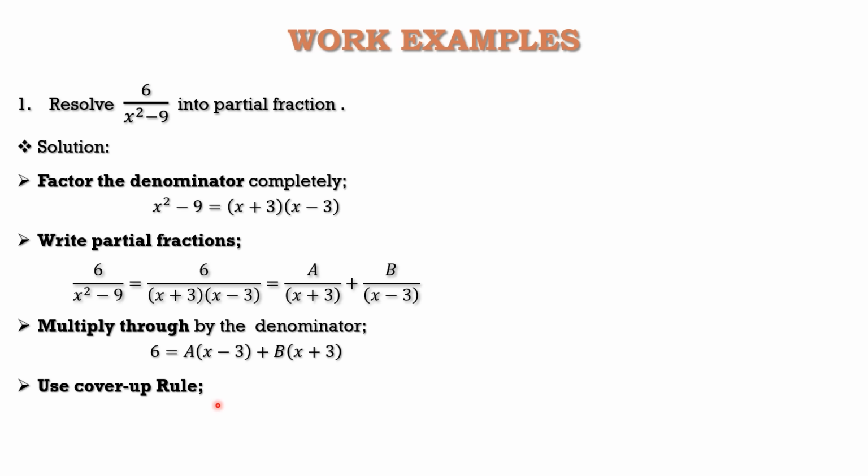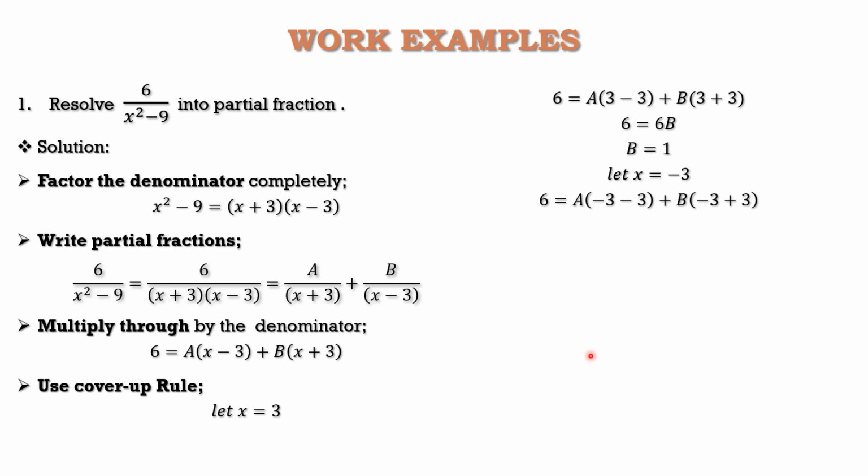Then use the cover-up rule. We are going to let x equal to 3 in order to cover up A to get B. That means sending A to 0, in order to get B. So doing that, we have 6 equal to A(3 minus 3) plus B(3 plus 3). That will give us 6 equal to 6B. Then B will give us what? 1.